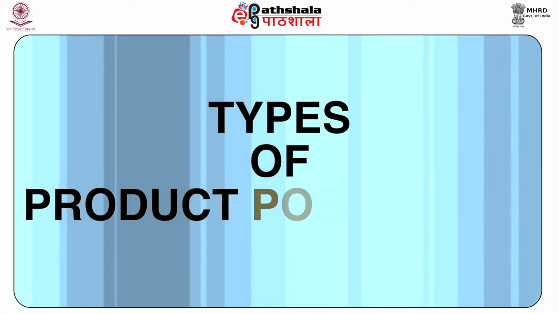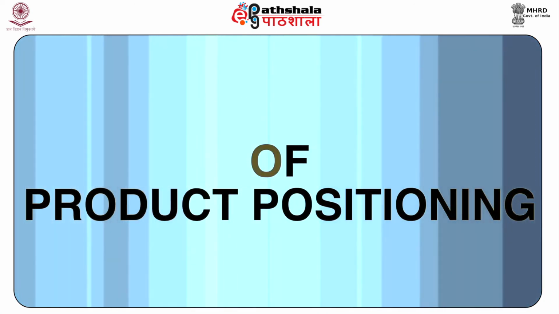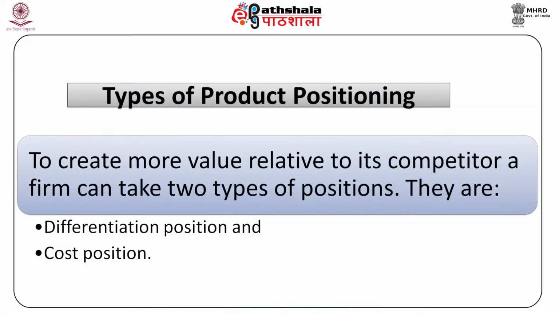Firms in the imperfectly competitive market, especially in the oligopolistic market, have the option of product positioning as a strategic behavior. Now let us discuss types of product positioning. Firms create value for the consumer by positioning the product properly. The firm that can create more value for the consumer than its next best competitor can earn higher profits than that competitor.